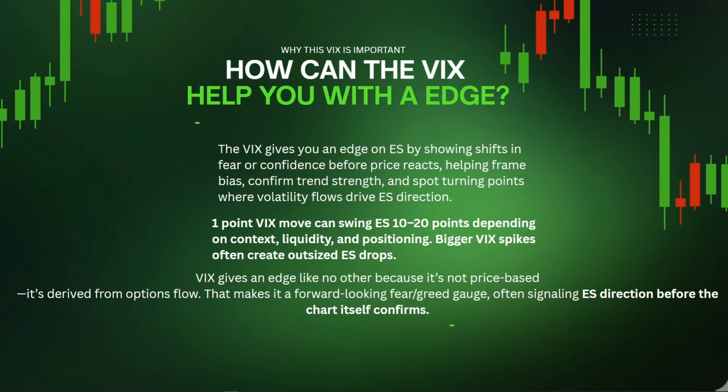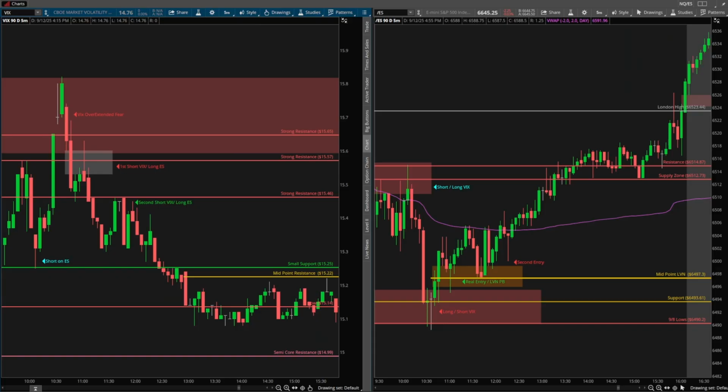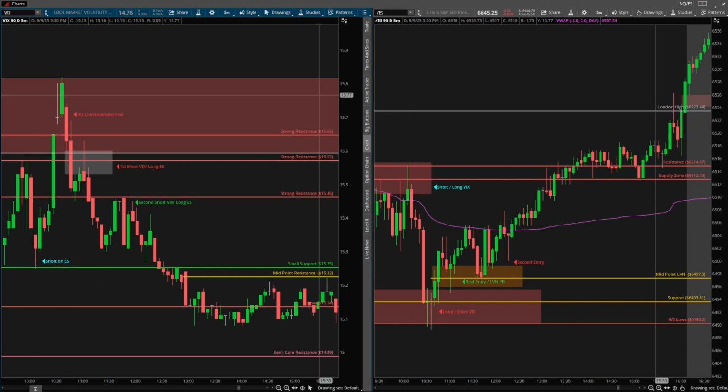And this was pretty much about why the VIX can help you with your edge. On the left we have the VIX, and on the right we have the ES chart. The most important thing here is to realize, again, this is an inverse correlation. This is ES, the S&P 500, and this is the VIX, the volatility index.